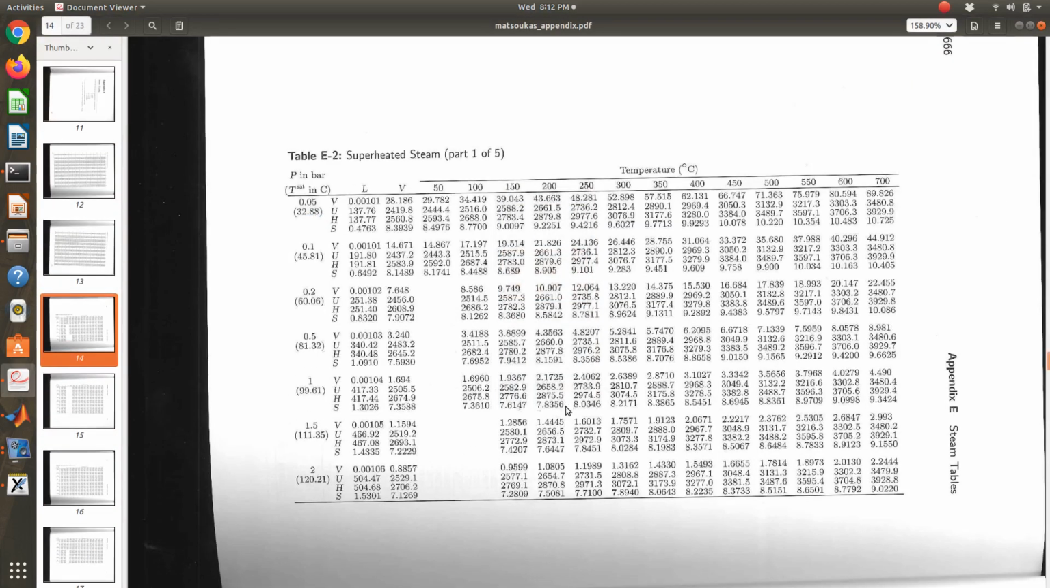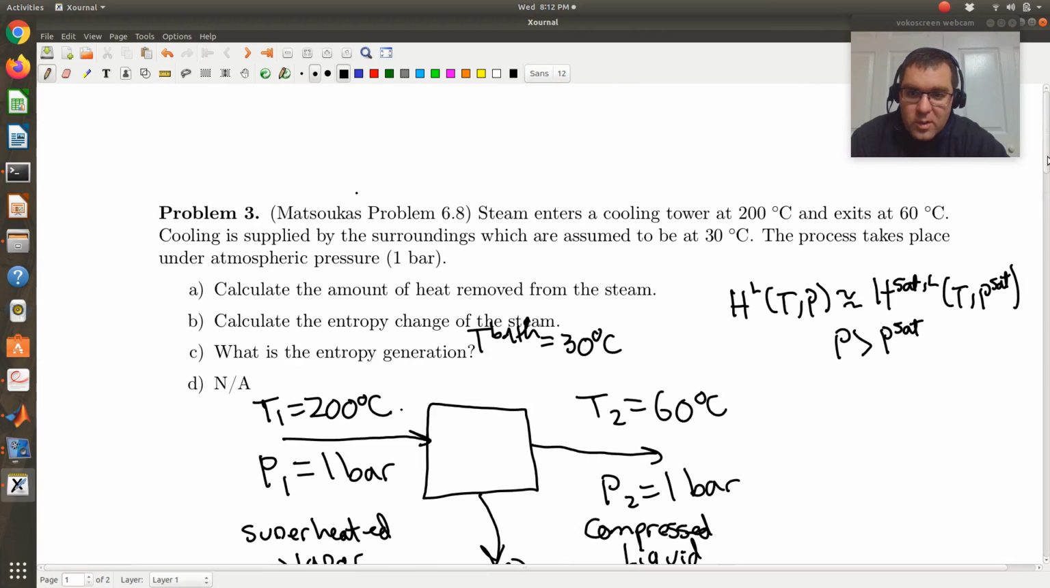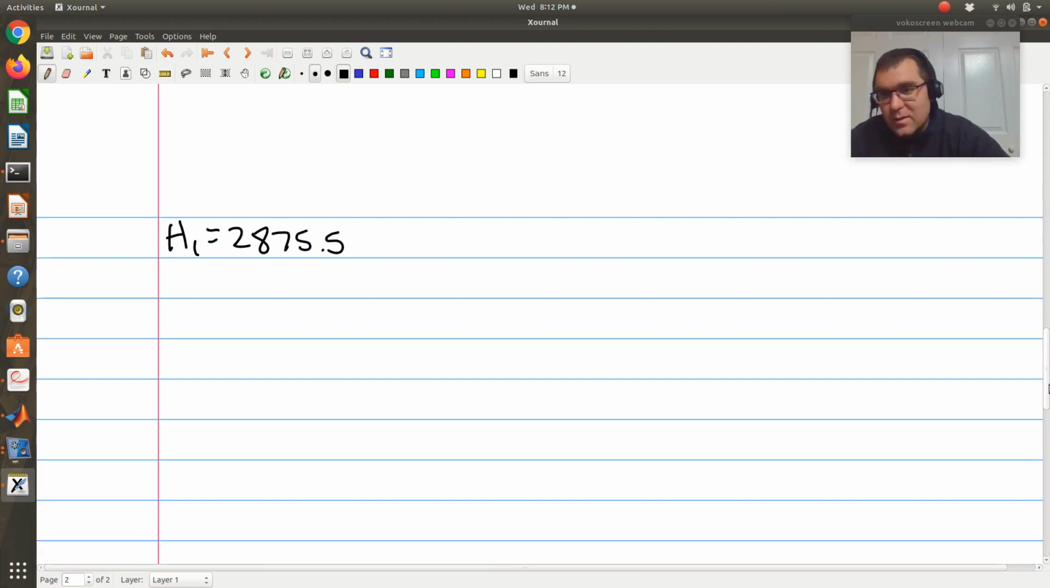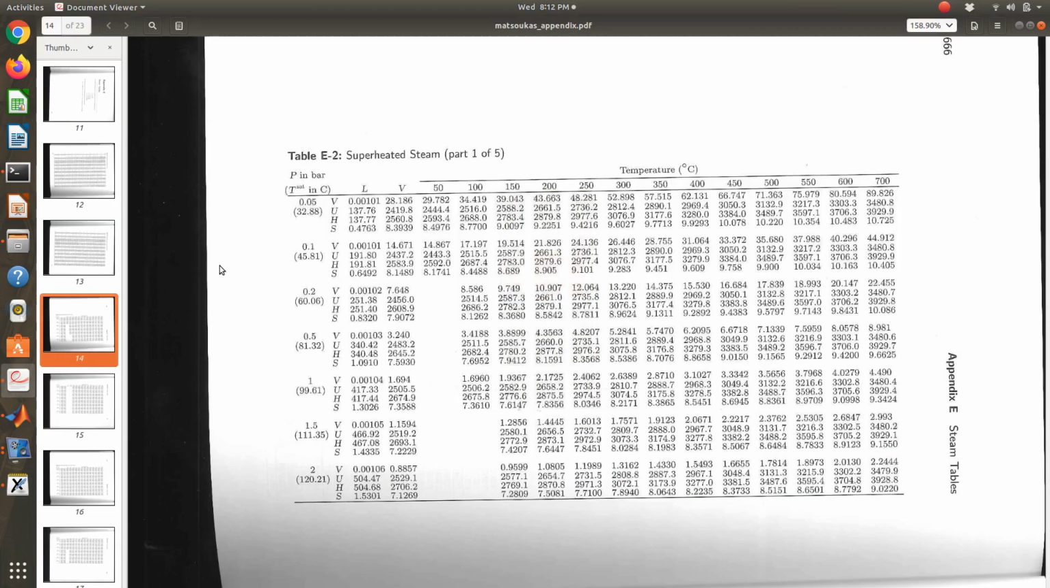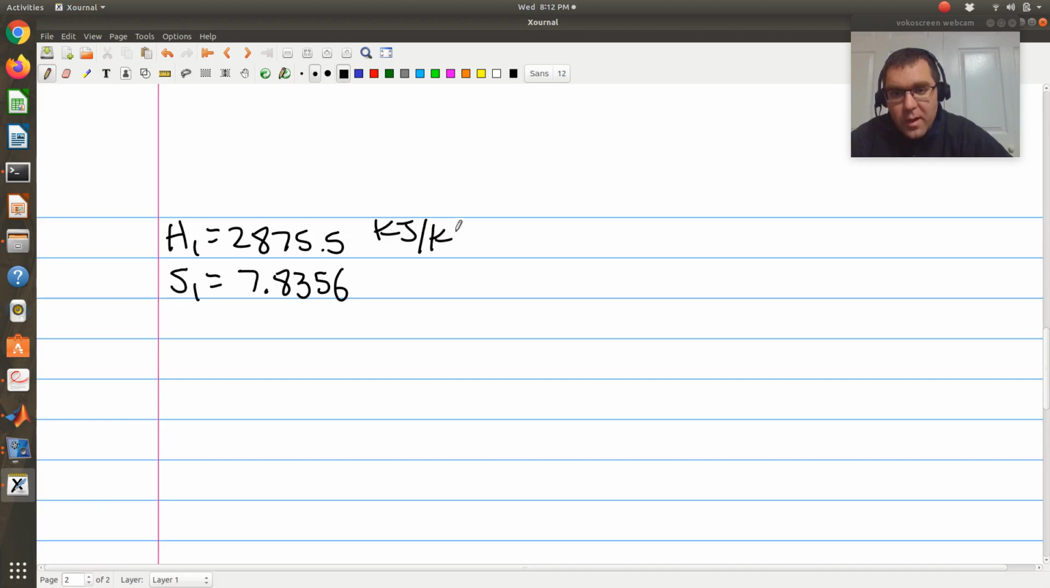At 200 degrees C, H1 is 2875.5, and S1 is equal to 7.8356. And this is in kilojoules per kilogram Kelvin.